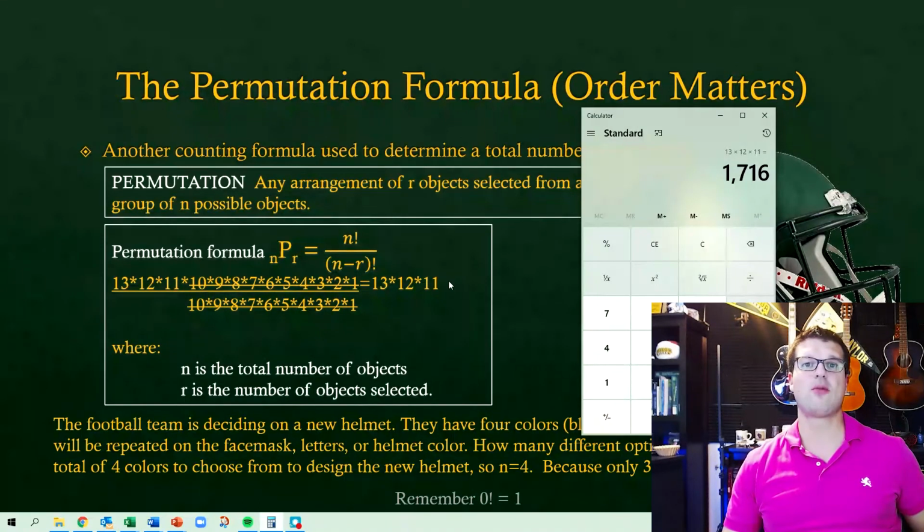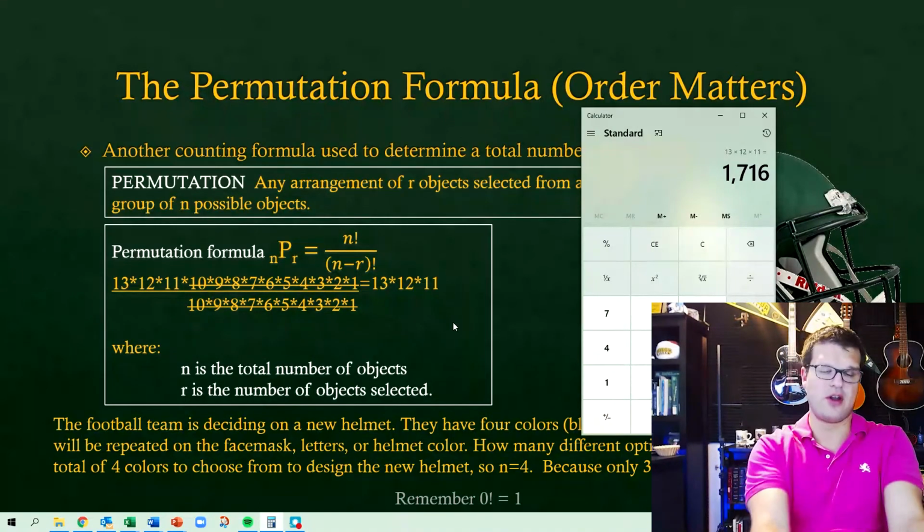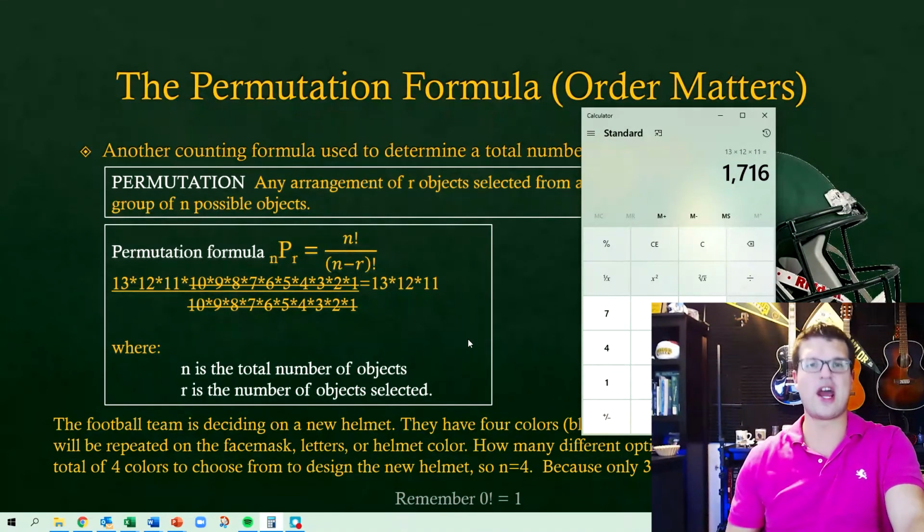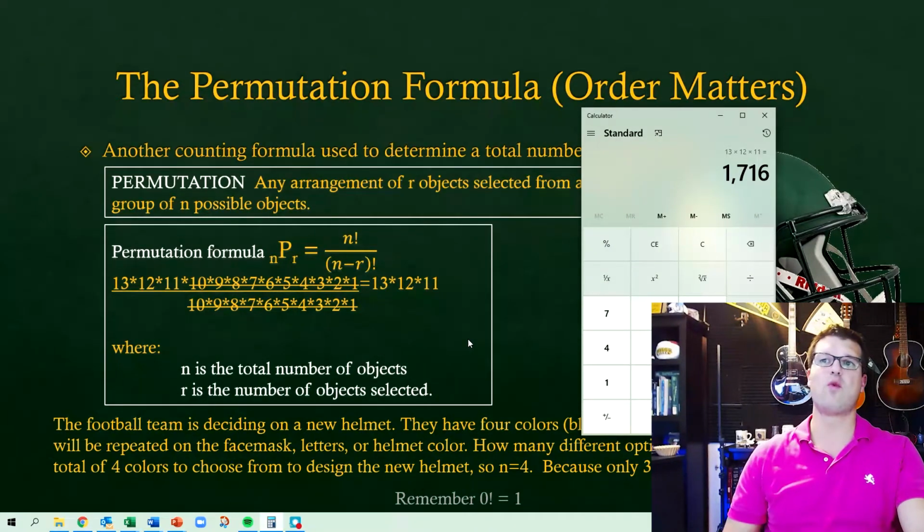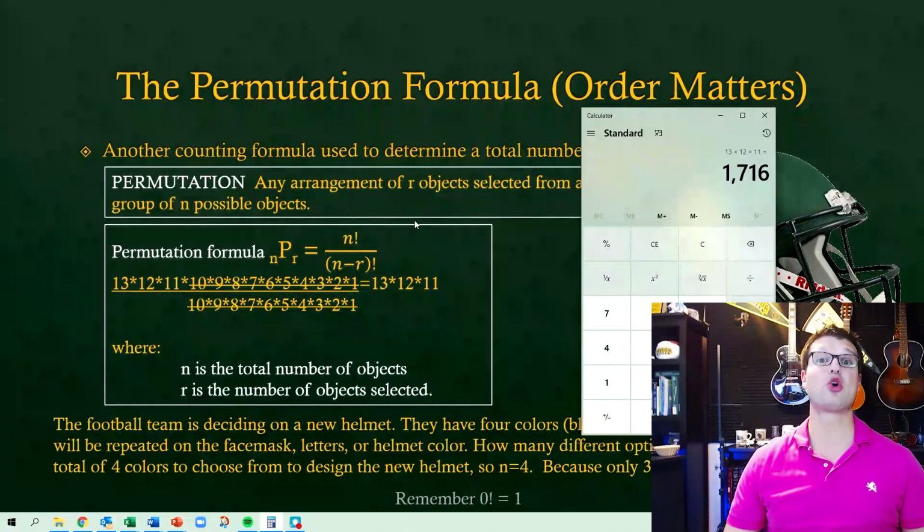So how many total possible outcomes of pens are there for Johnny, Jill, and Jack? There are a total of 1,716 possible permutations that I can choose from for Johnny, Jill, and Jack. And so it's really not all that bad once you learn, just cancel it out.